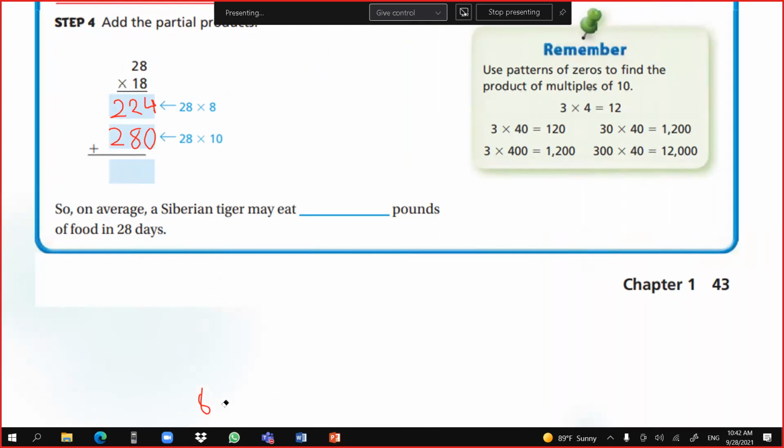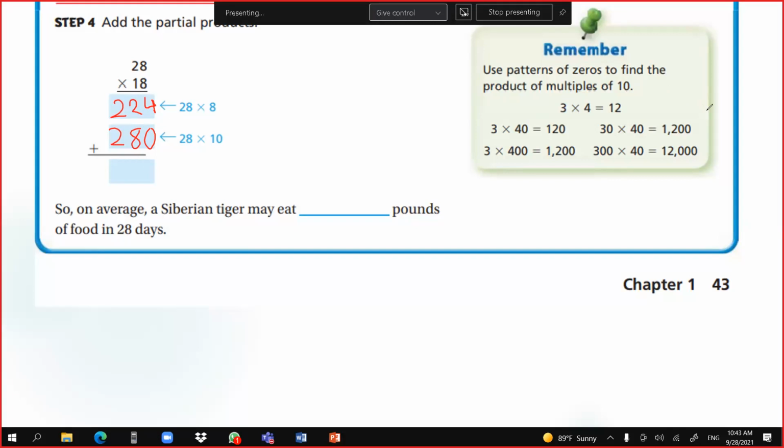Yeah. Now step number 4. Then here, as we said, 8 times 28 is 224. And then 1 is in the tens place, so I can say it's 10 times 28 is 280. Then we're gonna add them. And don't forget, you have to rearrange the numbers in order to add them.